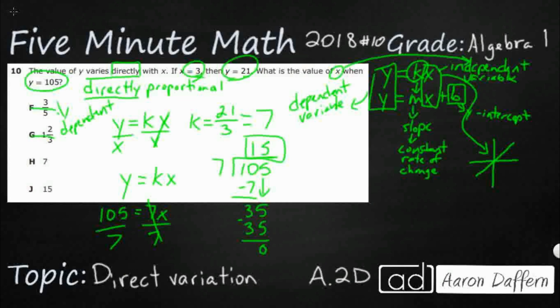So when y is 105, our x is going to be 15. Our answer is J.